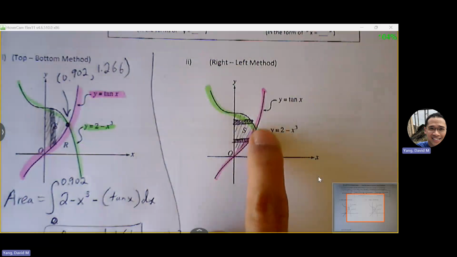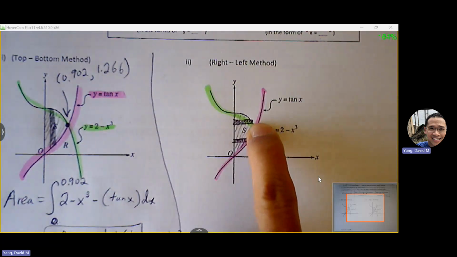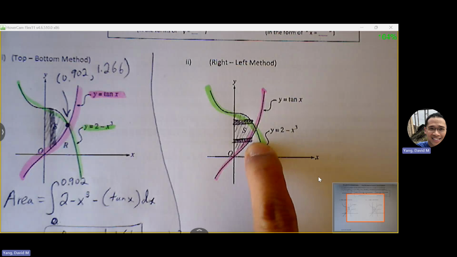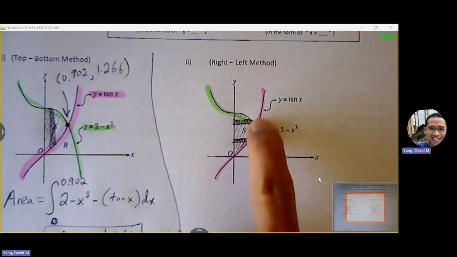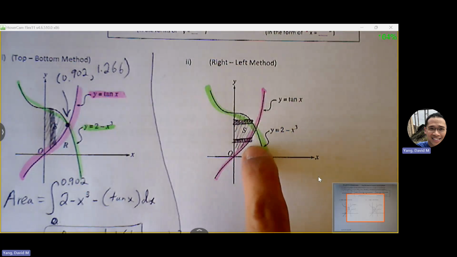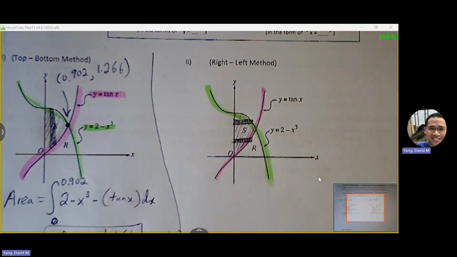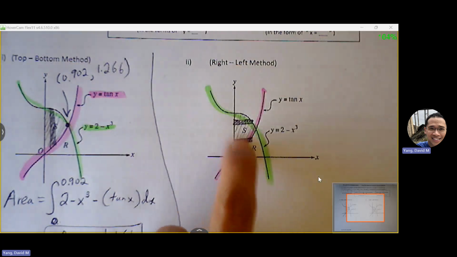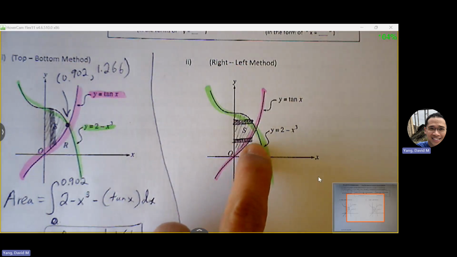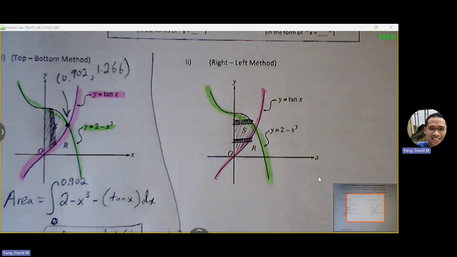Do you guys see how the right endpoint of these rectangles are not sitting on the same graph? This bottom one is involving the tangent. This top one is involving the 2 minus x cubed. So we have to rely on two separate integrals, right? Because one integral won't be able to, we don't have a consistent curve on the right for the entirety of this shaded region. So we have to think of it as two separate equations.